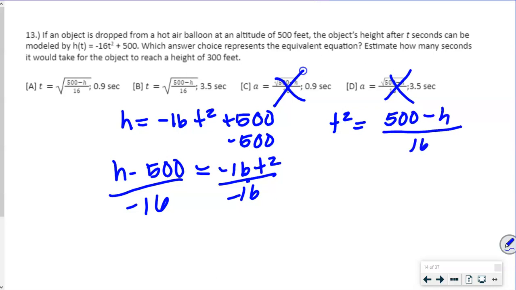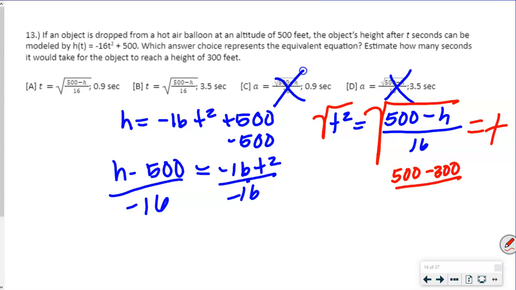Which is what it says up there, okay? And so then what do we do to get rid of the t squared? We take the square root, right? Take the square root of that, and that's how we're going to get the t. So those are our two equations. So now what we need to do is put our 300 in there. So we're going to do 500 minus 300 divided by 16, and then take the square root of that number. And when I did that, I got 3.5 seconds. So that was our answer right there.